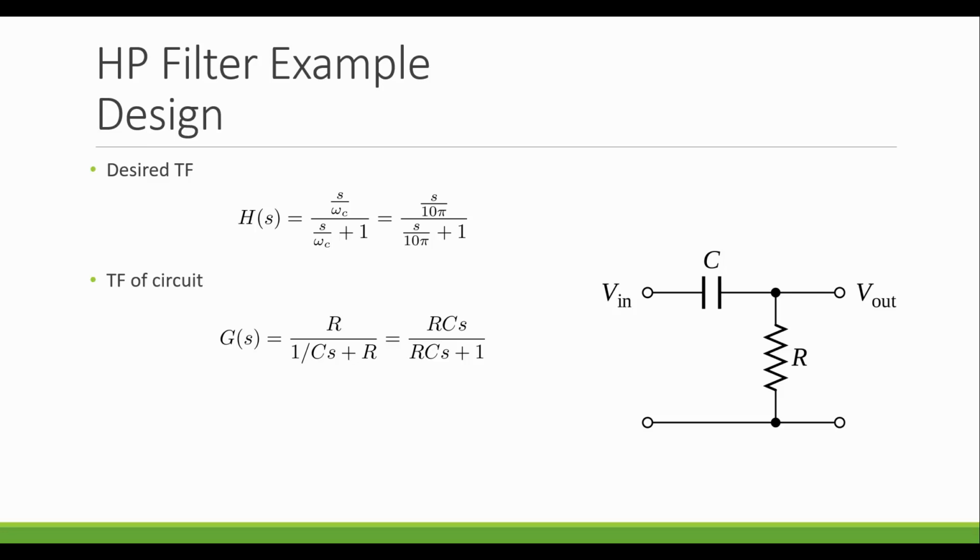So we have this RCs over RCs plus 1. So once again, we can match up that RC with 1 over 10 pi. So as long as the product of RC in this circuit, where we again are getting the voltage across the resistor, is 1 over 10 pi, then we're going to achieve our high pass filter.